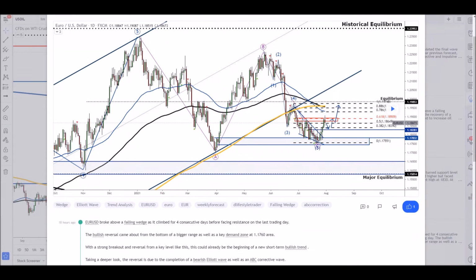Alright, so at the end of the day, what we are seeing is that we are kind of bullish buyers in this case because, number one, the price has reversed and broken above a falling structure such as this falling wedge, from the bottom of a major range right here.